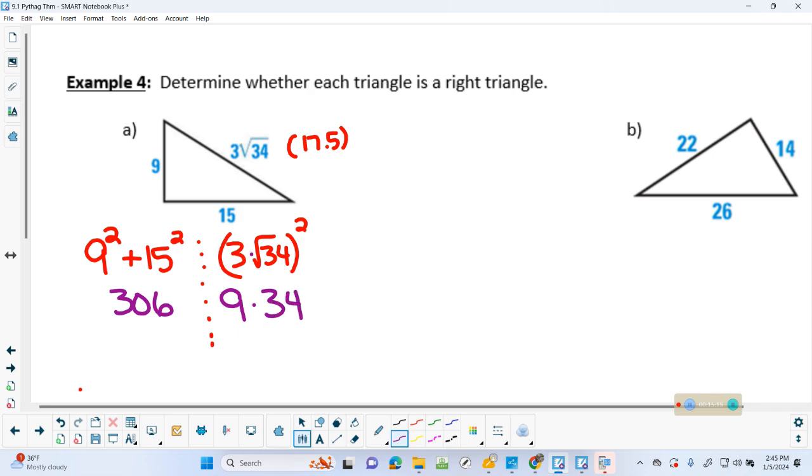What's 9 times 34? That you would need your calculator for. What is 9 times 34? All right, now you can answer it. Is it a right triangle? Yes. The two sides are equal.